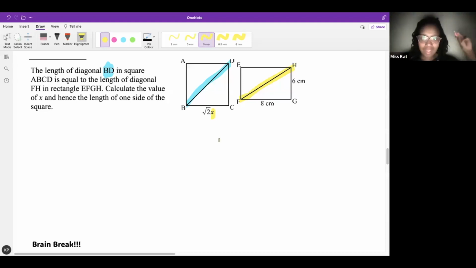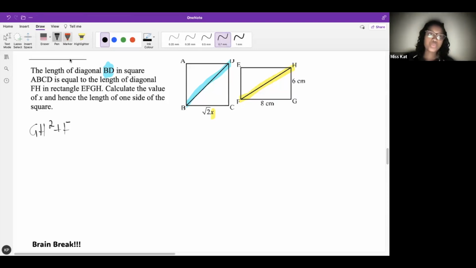Already quiz is like, boom. Pythagoras. Nice, guys. Okay, so we're going to start in the rectangle, right? So in the rectangle, GH squared plus FG squared. I just said G and then I wrote O. That should tell you the state of my mental health. Equals FH squared. Right? Because it's Pythagoras.